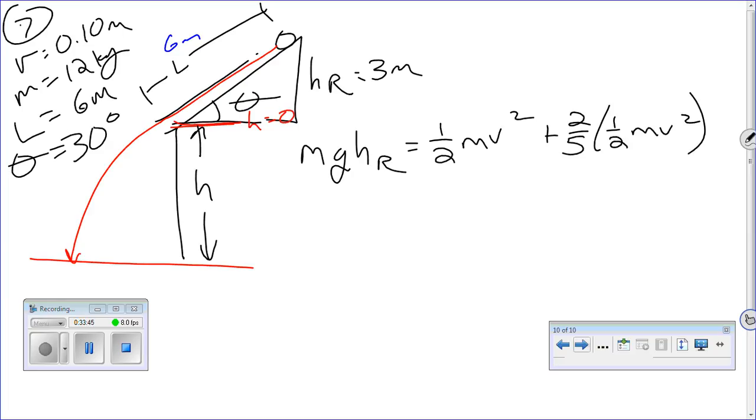Everybody good? What happens? Oh, it's a solid cylinder? You guys said that, and I heard you wrong. I heard what I wanted to hear. Thank you. Solid cylinder would be 1/2. Thank you.